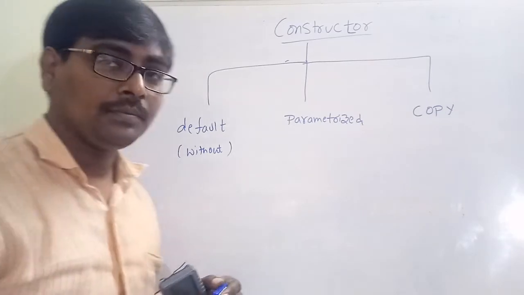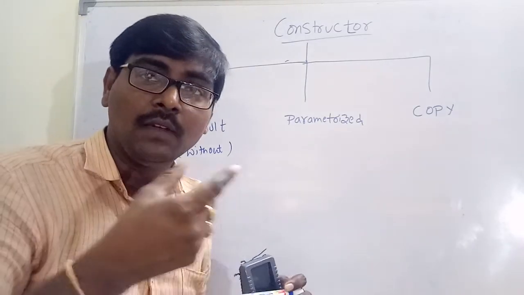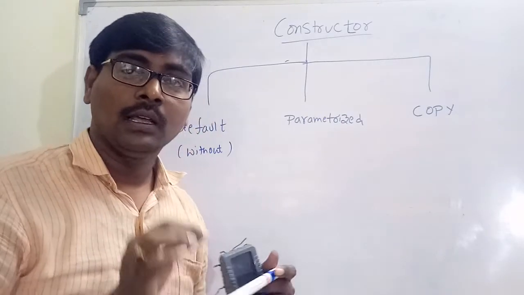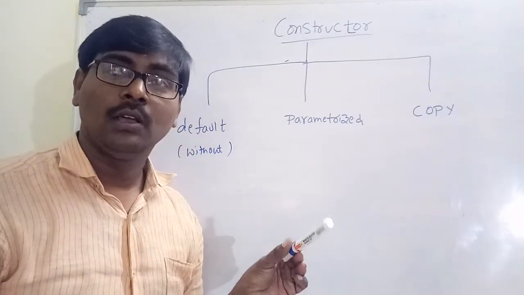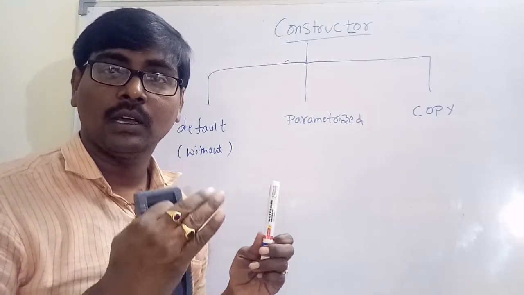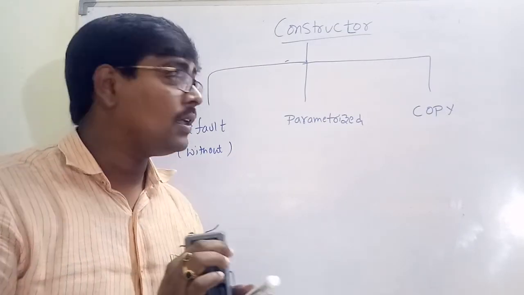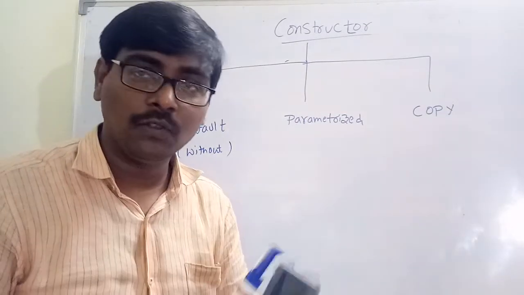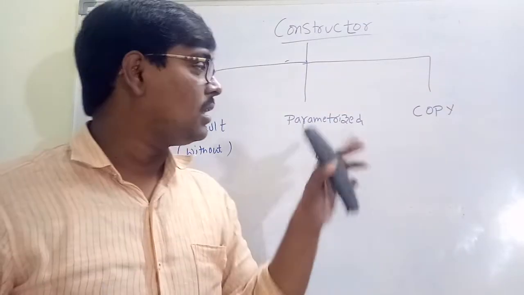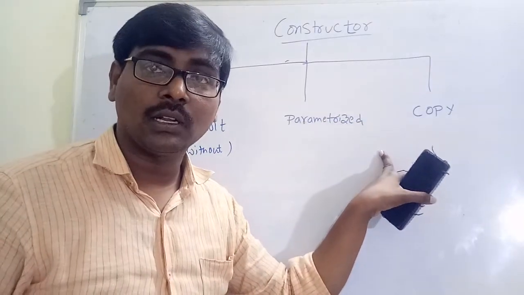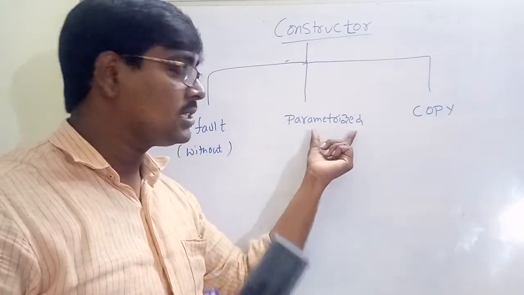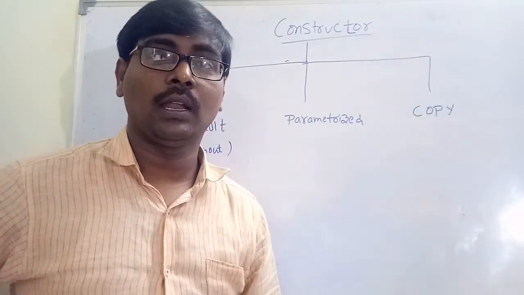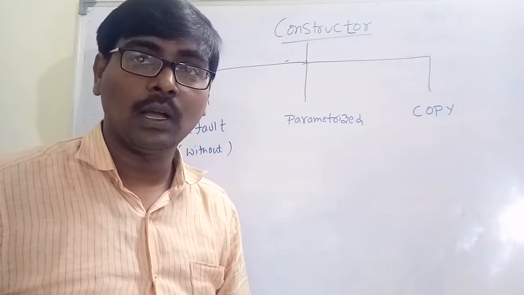For example, again I went to the shop and asked the shopkeeper for a blue color. Suppose the company name is Camel. Give a blue color Camel marker within this price. Here I am specifying the parameters: the color of the marker, the company of the marker, the price of the marker. That is a parameterized constructor. Observe, in this example I am specifying Camel company in blue color.